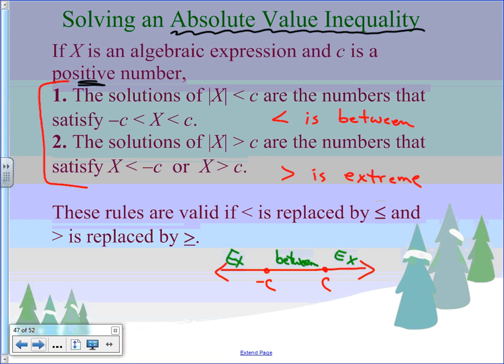All right, number 1, and this will be what you start writing, but let's read it first. The solutions of the absolute value of x is less than c are the numbers that satisfy this equation. The opposite of c is less than x is less than c. That's going to give us the clue on how to set up our equation. That means if this is a less than, x is between c and the opposite of c. Okay, copy that sentence.